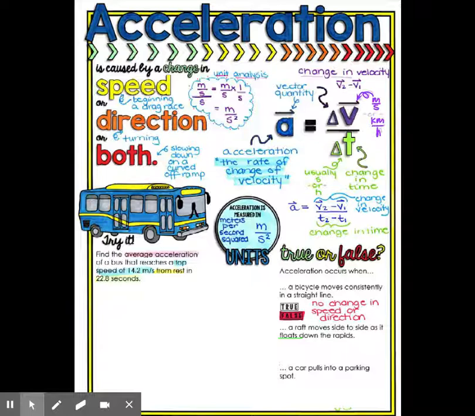How about the next one? A raft moves side to side as it floats down the rapids. If it's moving side to side, is there acceleration? Think about it for a second. Yes, so in this case, there is acceleration because direction changes.